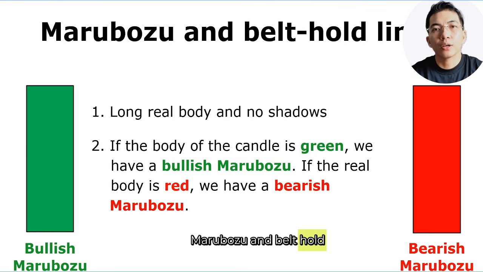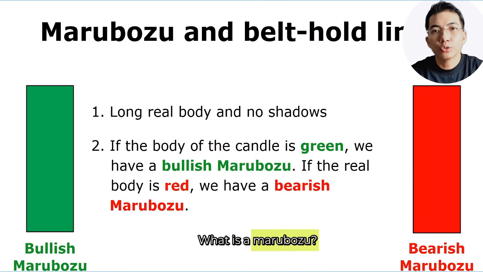Marubozu and belt hold lines. I'm pretty sure you were expecting two different patterns. Sorry to disappoint you, they are the same pattern. Traders call the single candle Marubozu, but when the candle appears at the end of the trend, they call the reversal pattern belt hold line. Since we don't really mind about the name of the pattern, we will only call this candle Marubozu. We will not use the other term belt hold lines.